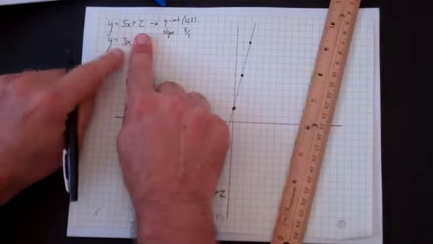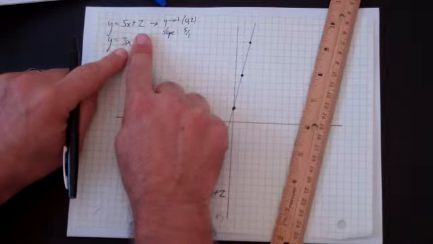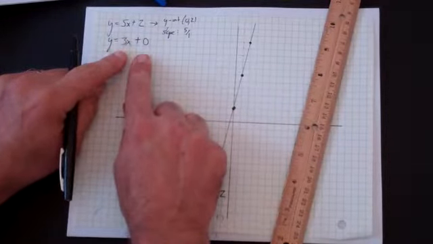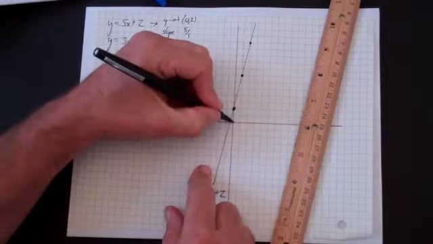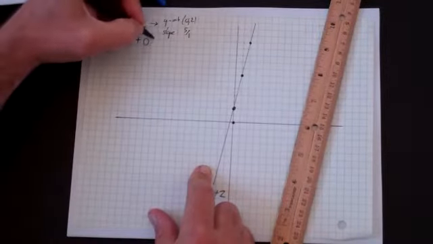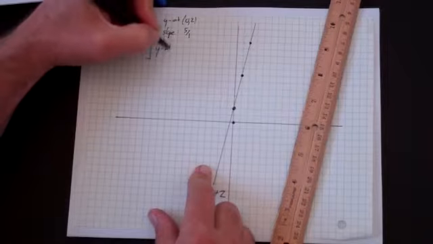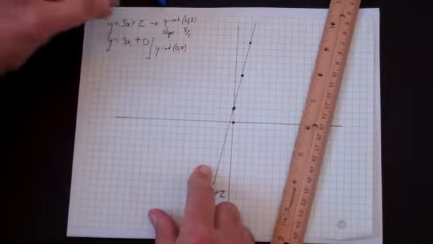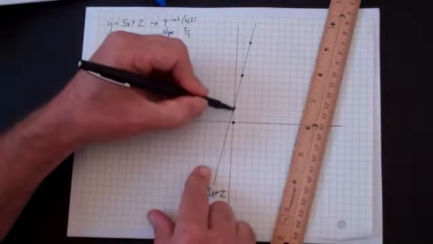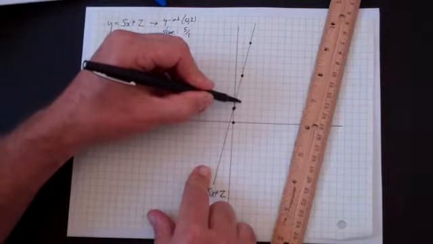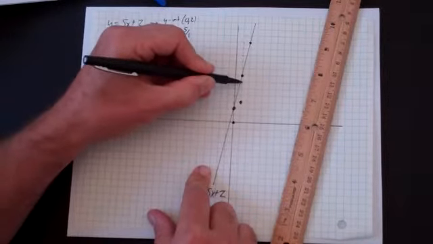But y equals 3x is the same as y equals 3x plus 0, which means you start at the y-intercept at 0, or 0, 0. And your slope is 3. 1, 2, 3 over 1.